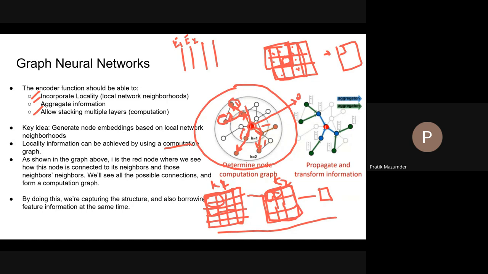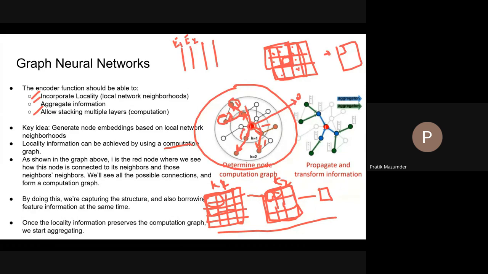And through this, once you do it for enough layers, you will basically be encompassing the entire graph itself, from a very local level to a global level. So we'll be capturing the structure, the connectivity, and the information of all the features of the neighborhood as well as the current node at the same time, and be able to generate a good feature for that current node.